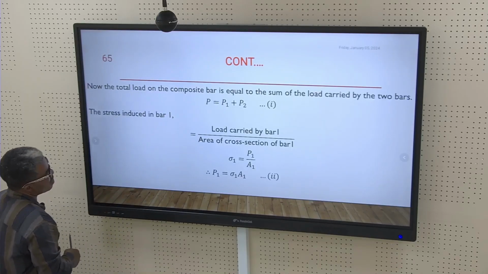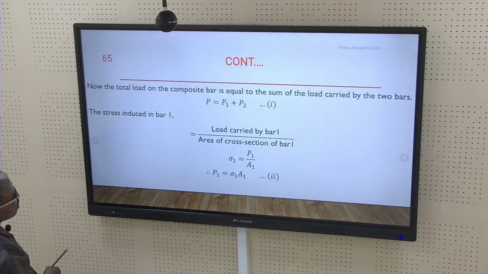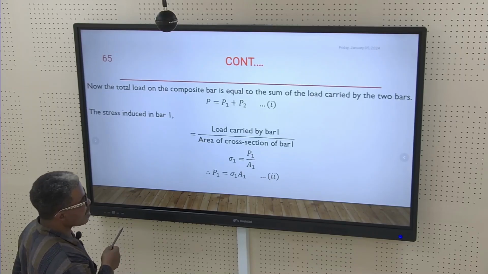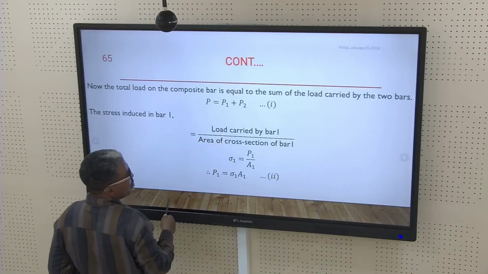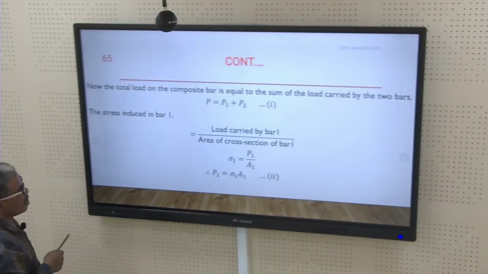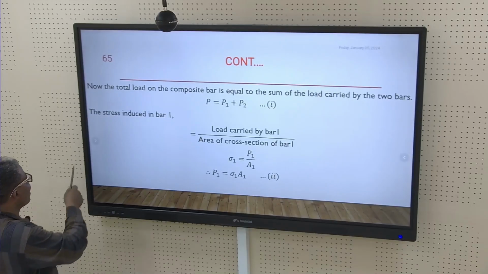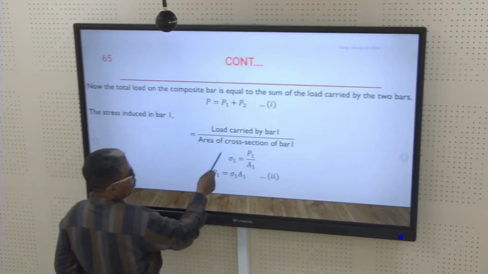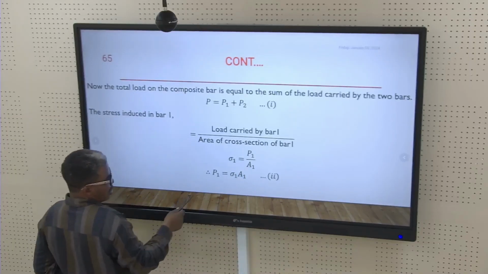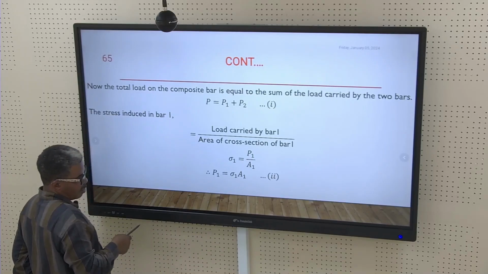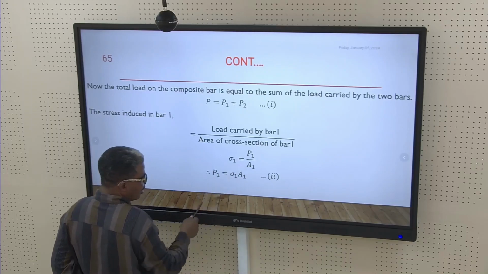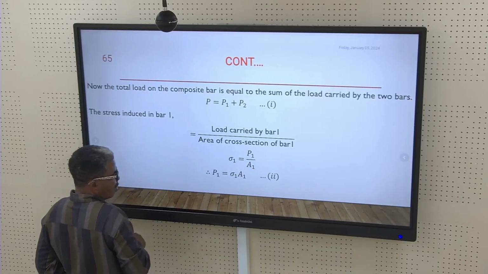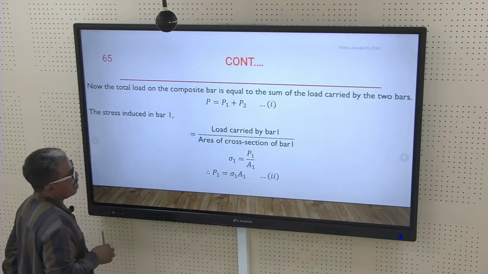Everything has been shown. So now, on how to determine the total force: the total load on the composite bar is equal to the sum of the loads carried by the two bars. The first bar and the second bar, if you sum up, you get the total load, which is equal to the external force. The stress induced in bar 1 you will work out differently: load carried by bar 1 over the area of cross-section of bar 1, so P1 over A1. In order to determine P1, the force experienced by bar 1 will be equal to the stress on bar 1 times the cross-section area of bar 1, as indicated here.